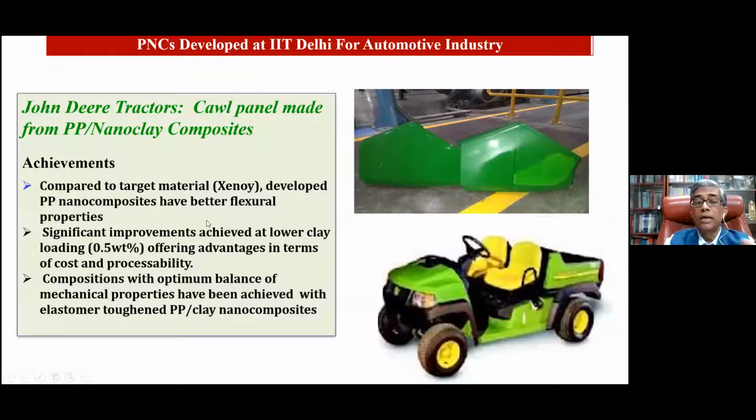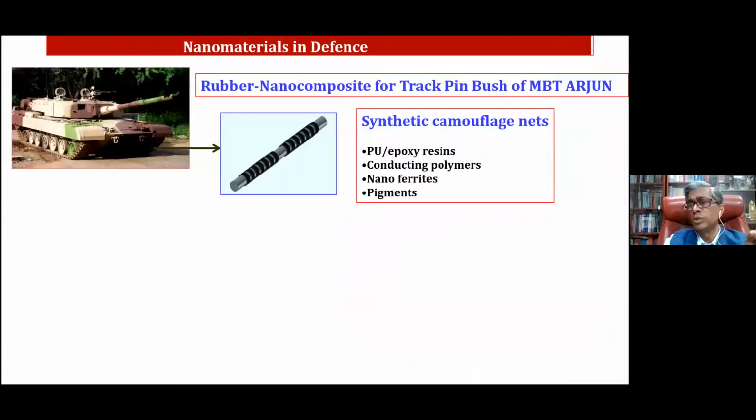We cannot just add polypropylene and nano clay and get these structures. It has to be dispersed. It has to have some reaction. We see a lot of nanomaterials application in defense. There are rubber and nanocomposite track pin bushes which have been used by our Arjun tank, developed with nano composites. DRDO, defense, is one of the areas where they are exploiting nano very well.